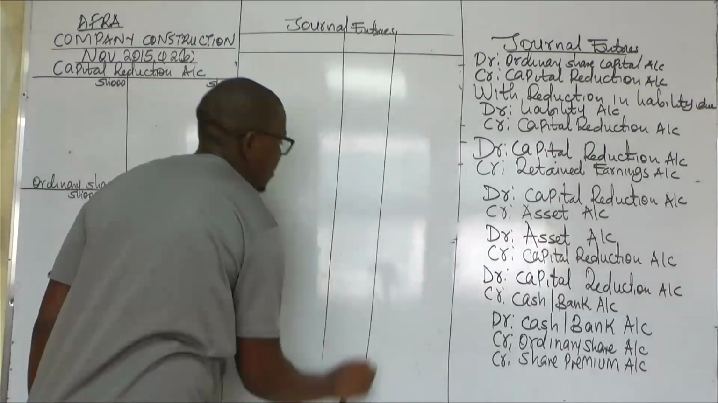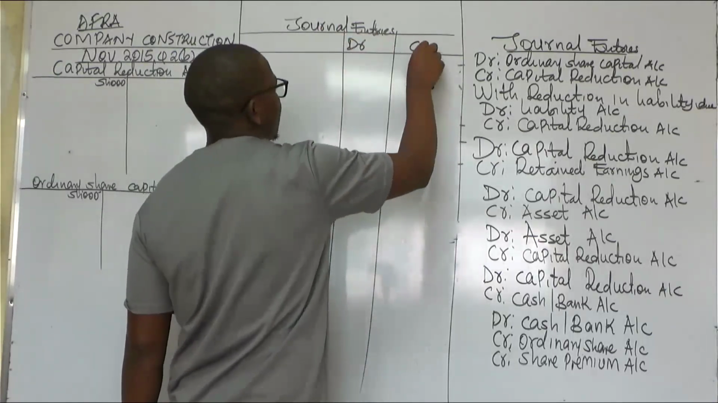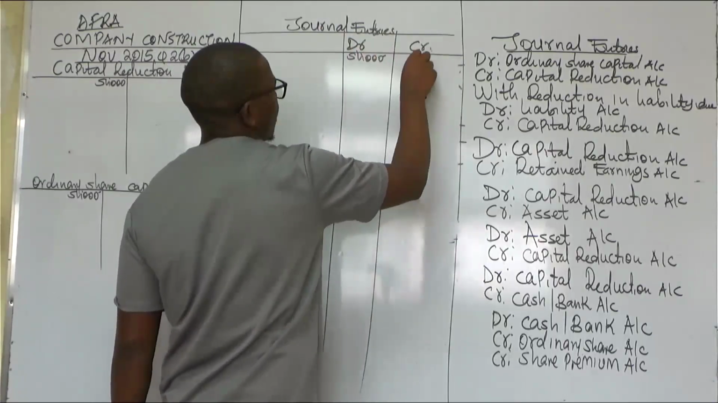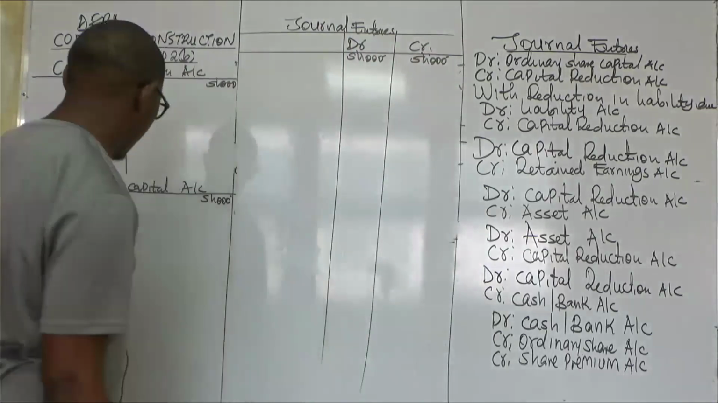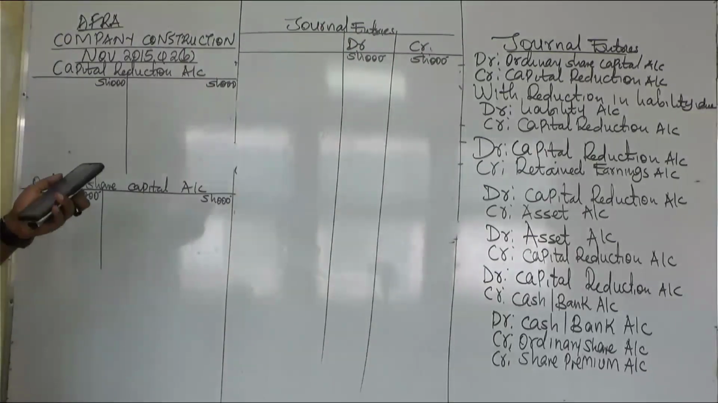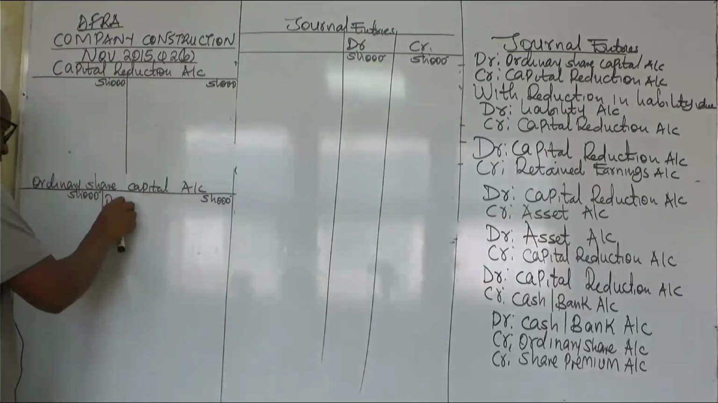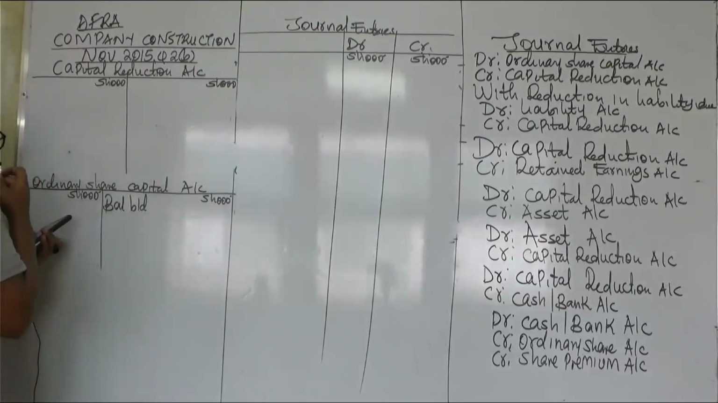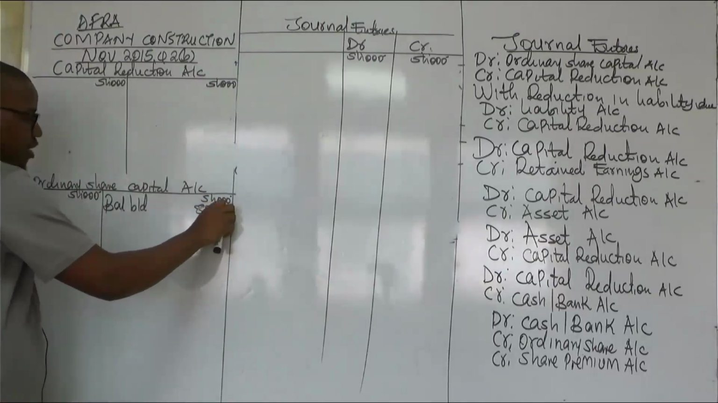The journal entry will have the debit side. This will be the credit side. Shillings in thousands. I will have the shillings in thousands. So we go to the balance for ordinary share capital, because already we know them. From the equity, what is the balance for ordinary share capital? 800,000.